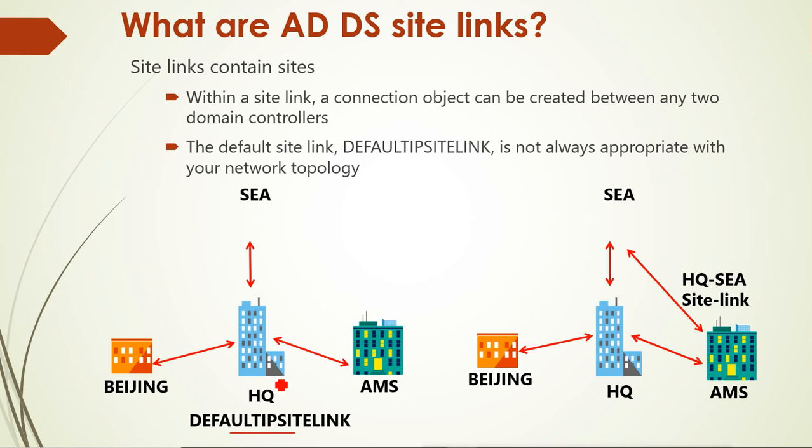If we have only one site link and we connect all the sites together with that link, it is not a good idea. These site links must be defined based on your physical topology and physical links. So based on that, we should create different site links for different sites.